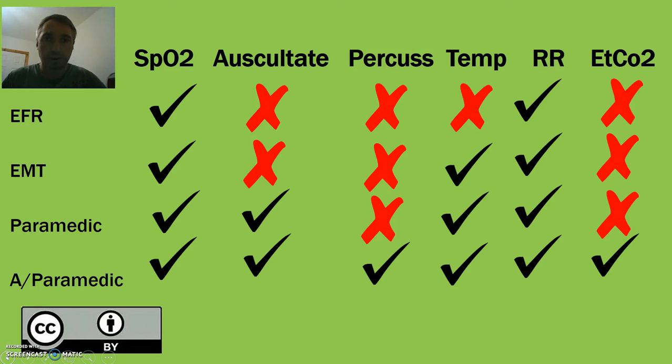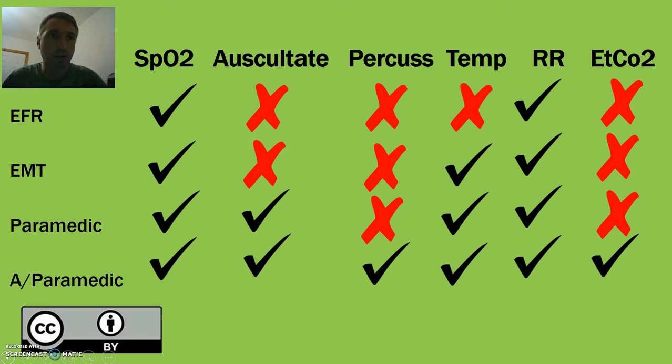Just to review over the scope of practice guidelines for what we're able to do. So again, the EFR is able to take some SpO2 measurements and respiratory rate, which are vitally important. The EMT, again, is able to do a little bit more by taking the temperature, but is not able to auscultate or percuss or use end-tidal CO2. Again, the paramedic is able to auscultate and typically doesn't percuss and typically doesn't use end-tidal CO2, but can do it sometimes. And again, the advanced paramedic has all these ranges of assessment measures within their scope of practice.